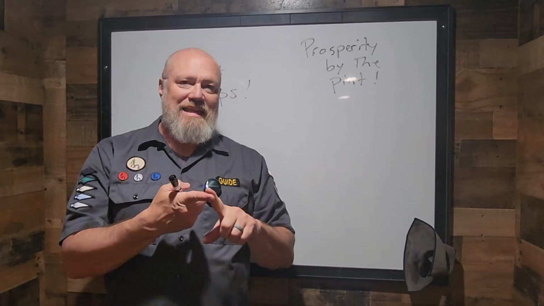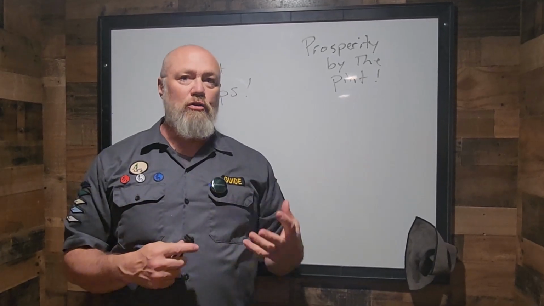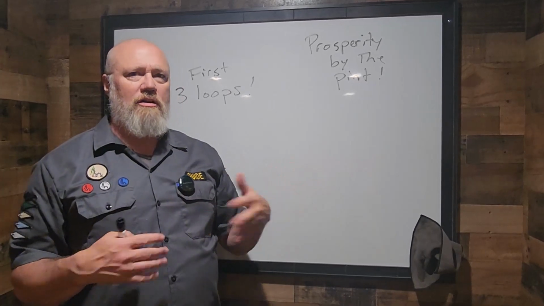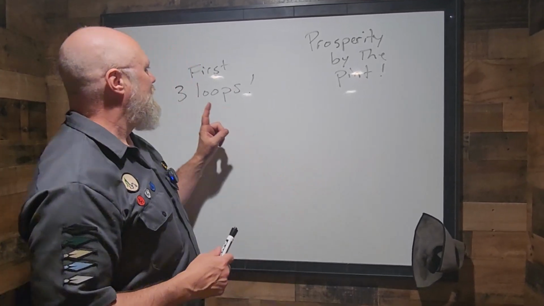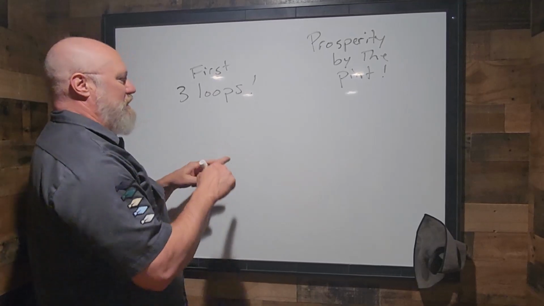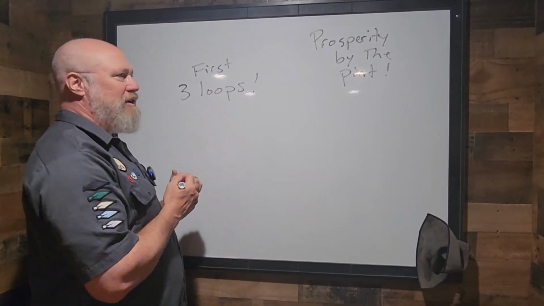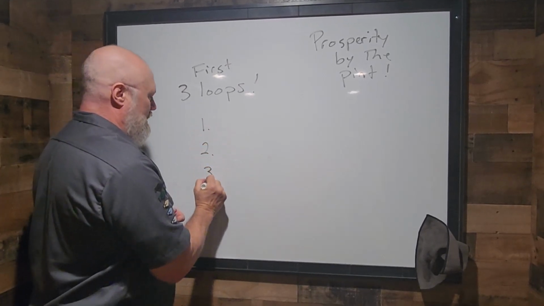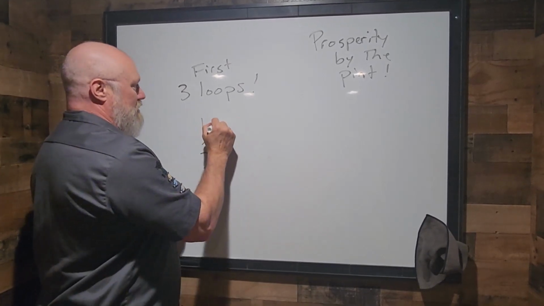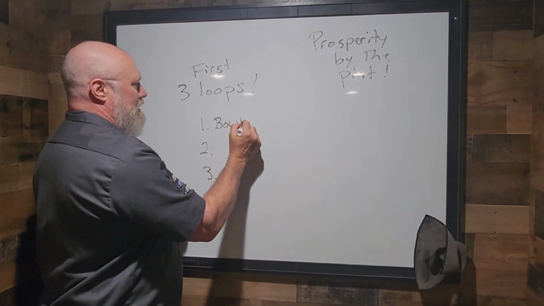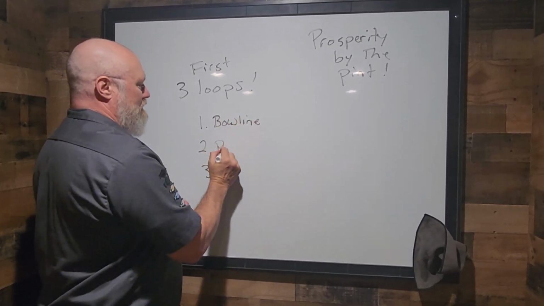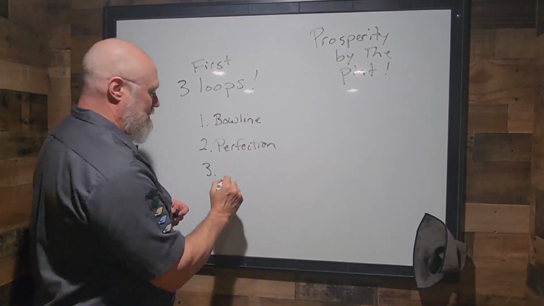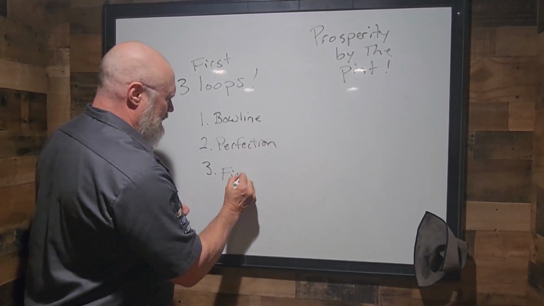hitches, tying the rope to something, bends, tying 2 ropes together, and then loops. And then there are other special uses of knots, like a prusik or the use of a loop, a closed loop. But the first 3 loops, or the closed loop at the end of a rope that you should learn, these are the first 3. It's going to be the Bowline, the perfection loop. This is awful squeaky. And the figure 8.